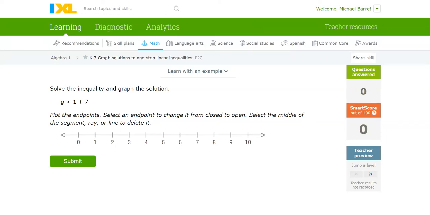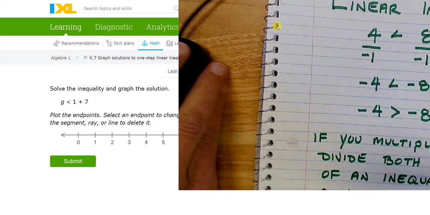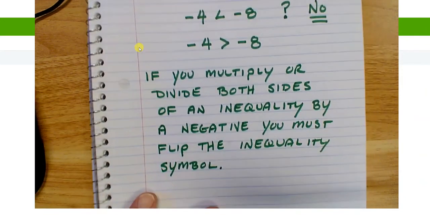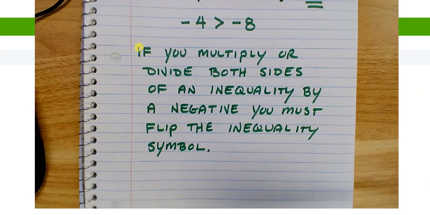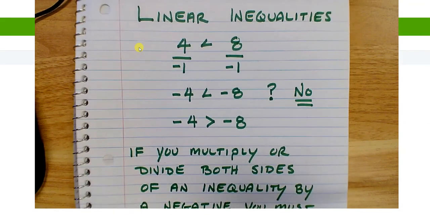All right, we're going to graph solutions to one-step linear inequalities. The big idea is right here. If you multiply or divide both sides of an inequality by a negative, you must flip the inequality symbol. Here's an example of it.